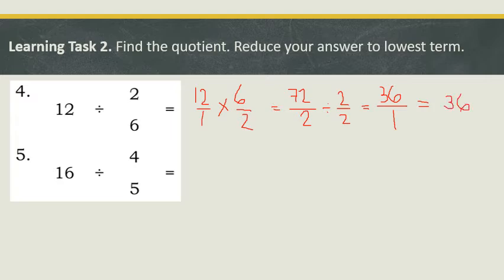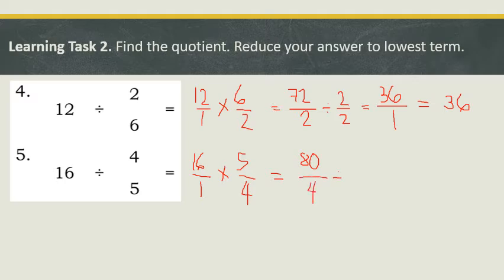And last, number 5. So, ang 16 ay magiging 16/1. Then, yung division ay magiging multiplication. Ang 4/5 ay pagbabalik rin natin magiging 5/4. So, multiply natin. 16 times 5 is 80. Then, 1 times 4 is 4.